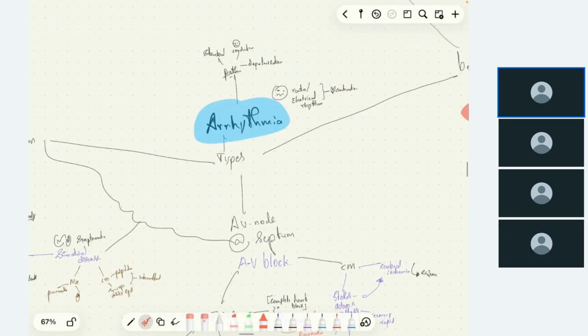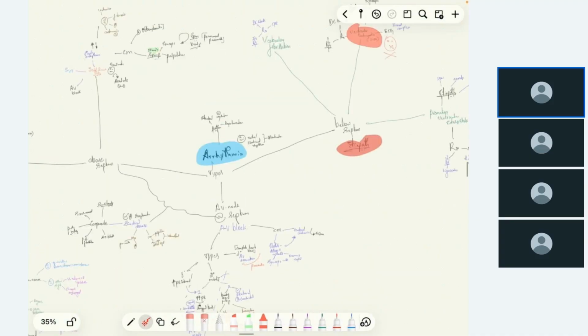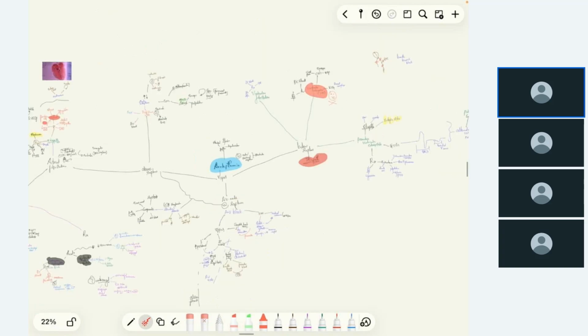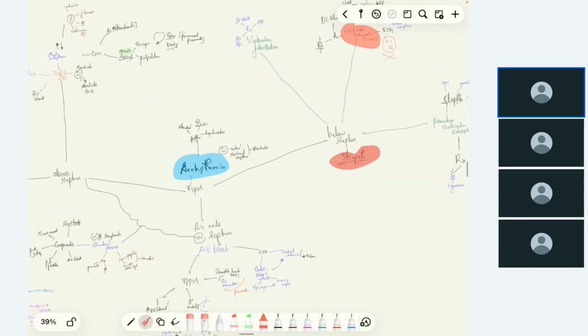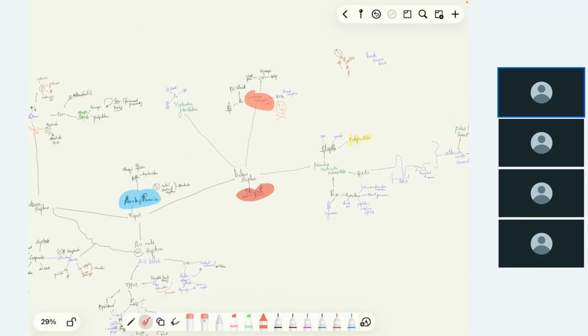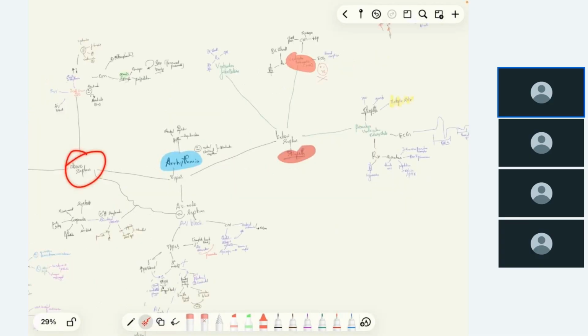For ease of understanding, I have classified arrhythmia into 3 broad classifications, which is not given in textbook. Sub classifications are the ones which are mentioned. This is for ease of understanding. I have categorized it: one which is above the atrioventricular septum, below the atrioventricular septum, and at the atrioventricular septum.